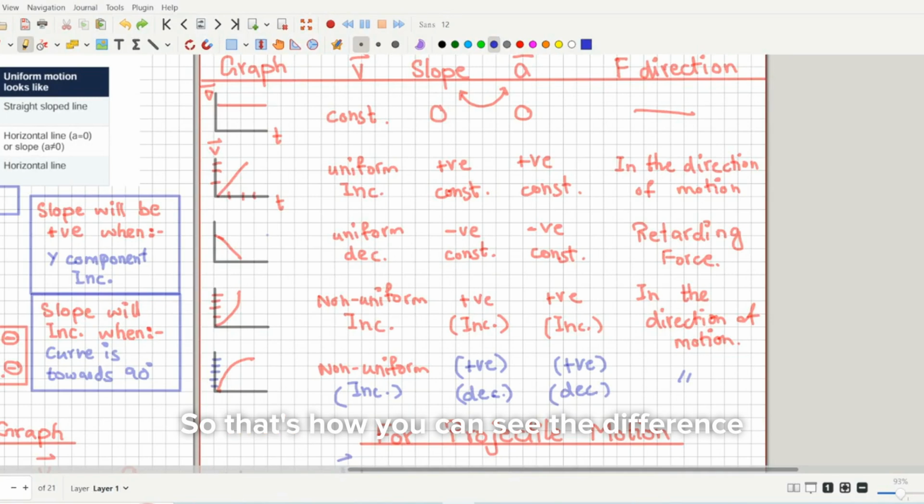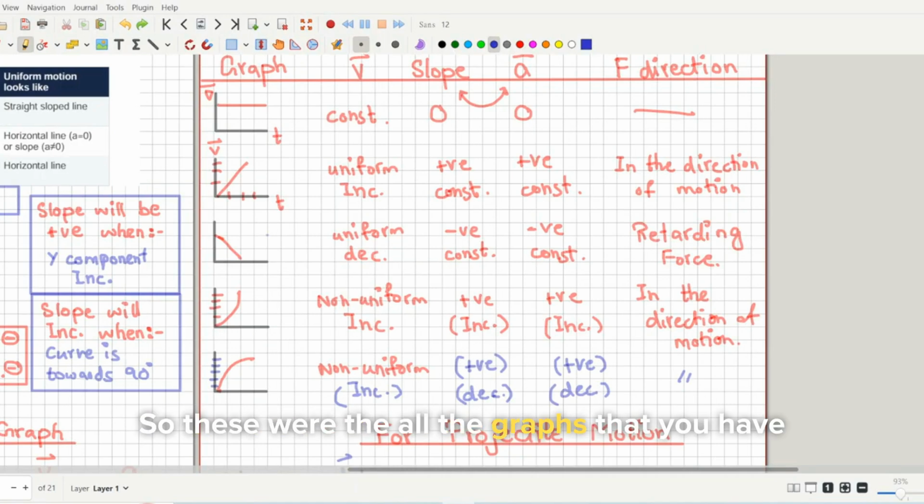The slope was obviously decreasing, but the motion was still going on. So that's how you can see the difference between velocity and the slope. If the velocity is increasing, that doesn't mean the slope is also increasing. The slope and velocity are different things. So that was the thing that I had to point out in that particular question.